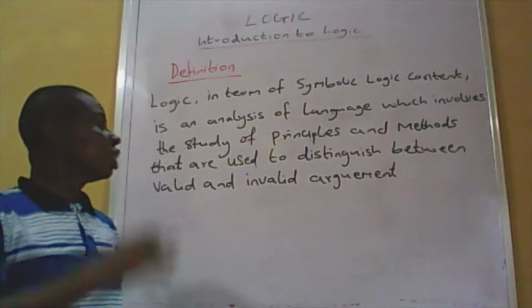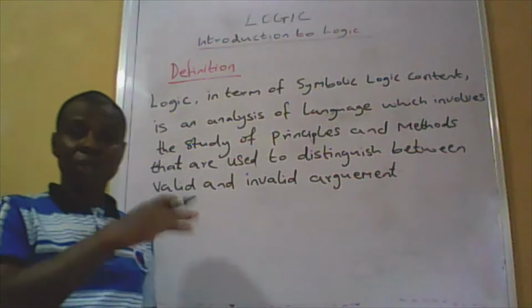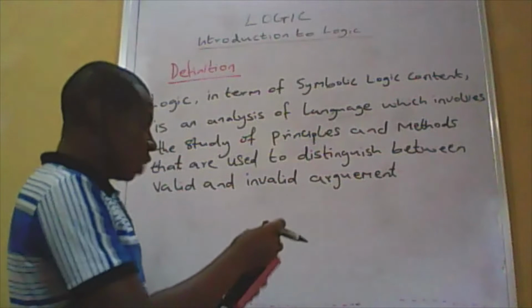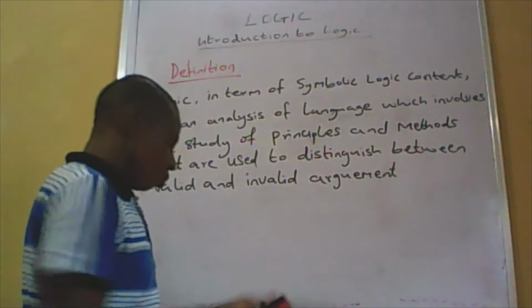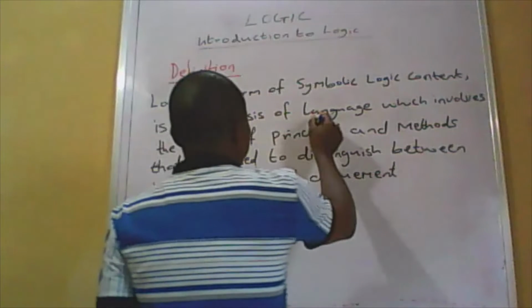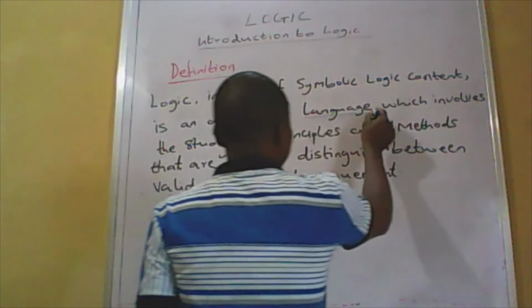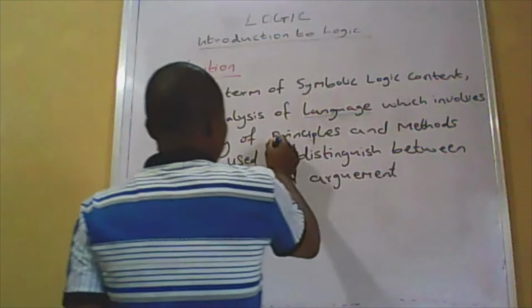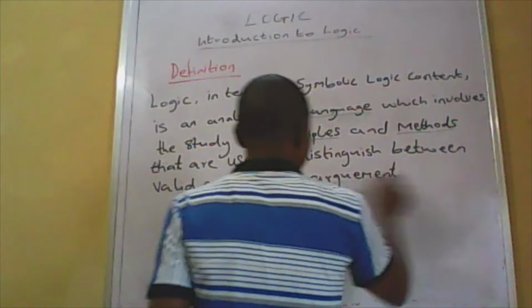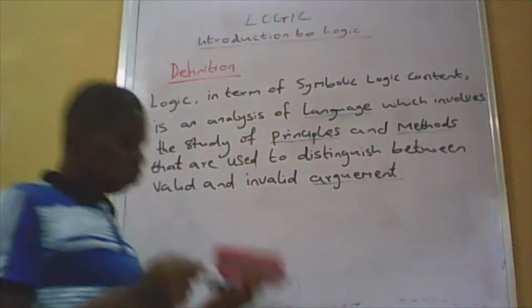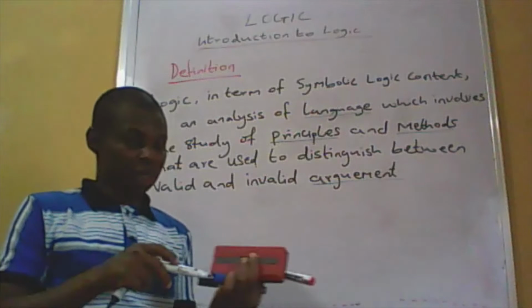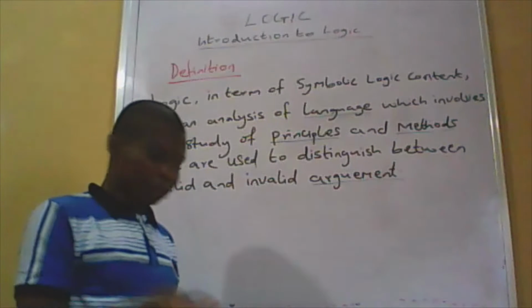Before we define or explain what we mean by logic in detail, we are going to define some keywords we use in the division of symbolic logic. We use language, we use principle, we use method, we use argument. We are going to define these words before we explain logic in full.